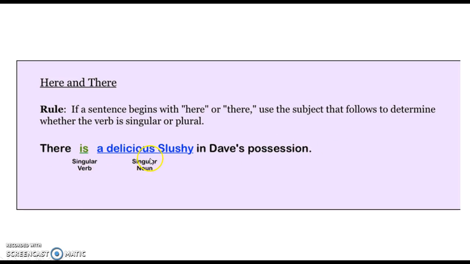There is a delicious slushie in Dave's possession. So again, we're going to kind of ignore there because we can't really tell if that's singular or plural. And we're going to look after the verb here for the noun, which is slushie. So one slushie, it's singular, is our singular verb.